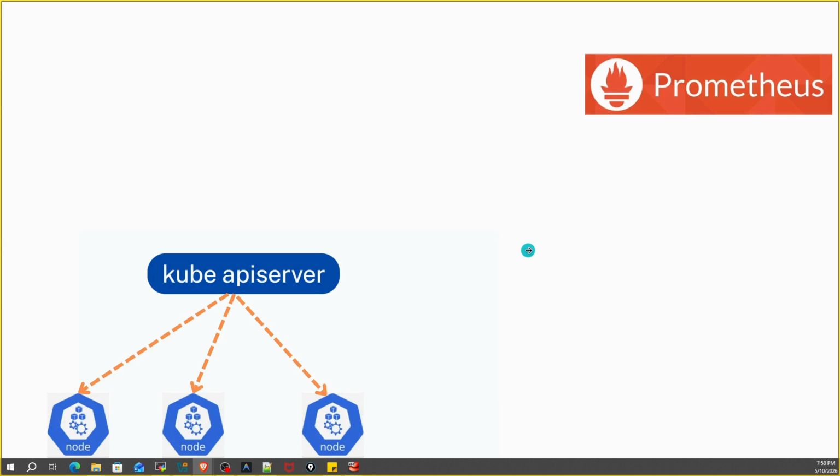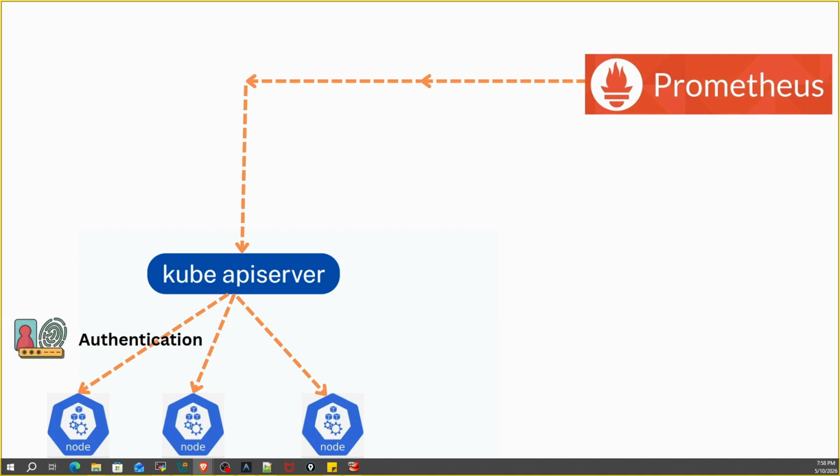Now this monitoring application needs to connect to Kubernetes cluster and retrieve metrics related to node resources. As we already know, whenever any request reaches the Kubernetes API server, Kubernetes first performs authentication and authorization, and only after that the requested action is allowed inside the cluster. Similarly, when this Prometheus or any monitoring application tries to access the Kubernetes resources, it also has to go through these two steps, authentication and authorization.